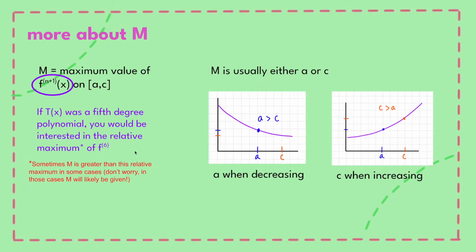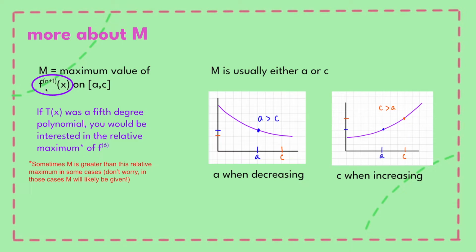Now, sometimes M turns out to be greater than this relative maximum in some cases, but don't worry, you won't have to figure that out yourself in those cases because M is going to be given if it's ever like that. So, some other things to be aware of is that M is usually either at A or C. Look, it's not as frightening as you might have thought. First, you might have thought, oh my gosh, how do I calculate the maximum value? But it's usually at one of the endpoints on the interval.